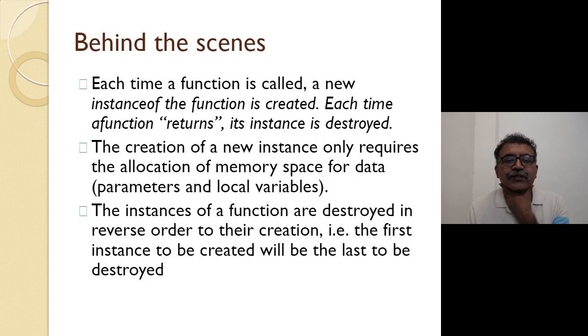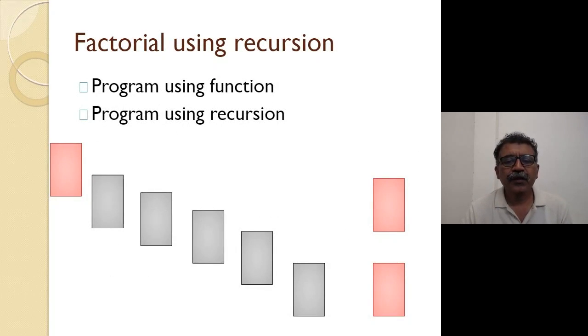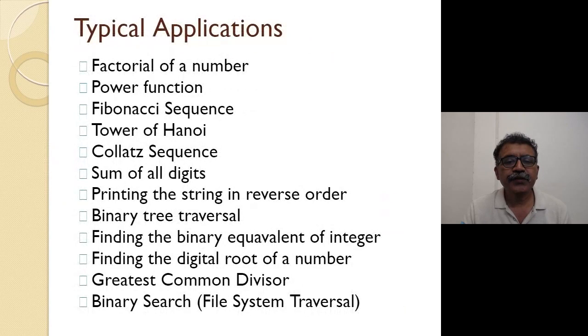Then, behind the scenes, each time a function is called, a new instance of the function is created. Each time a function returns, the creation of a new instance only requires allocation of memory space for data. This I will explain to you while writing the program. Okay. Factorial using recursion. Same program is here, right? So this I will also explain when I write the program, right?